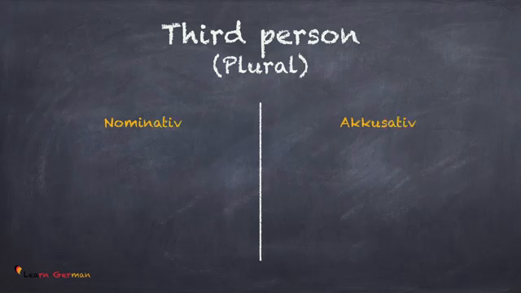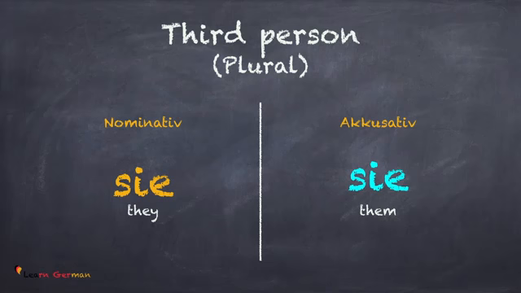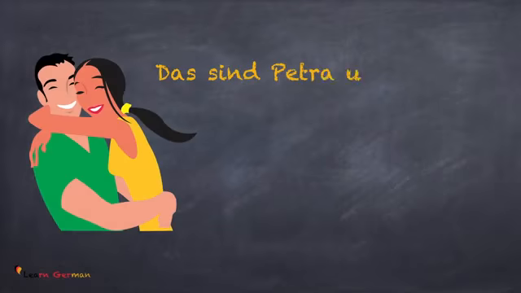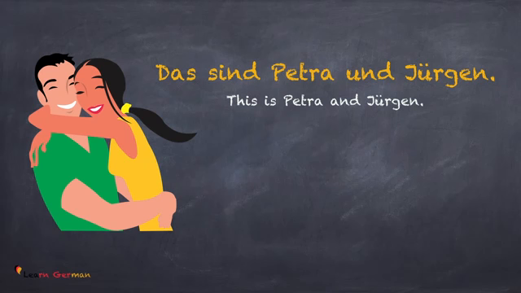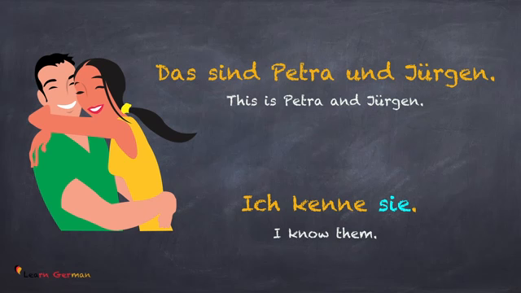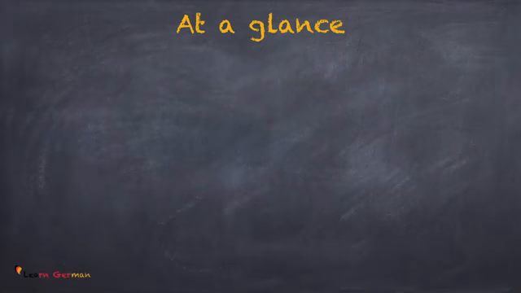Let's move on to the third person in plural, sie. This also remains the same in accusative, sie. Now let's see how to use it in a sentence. Das sind Petra und Jürgen. Ich kenne sie. In this case, ich is my nominative subject and sie is my accusative object. Sie is the accusative form for sie in nominative. In this case also, both of them are the same in accusative and in nominative. All you have to remember is that this sie is written with a small s. Only at the beginning of the sentence you write it with a capital S.